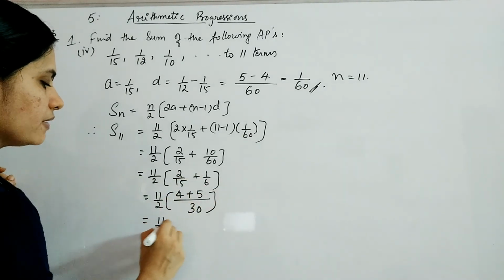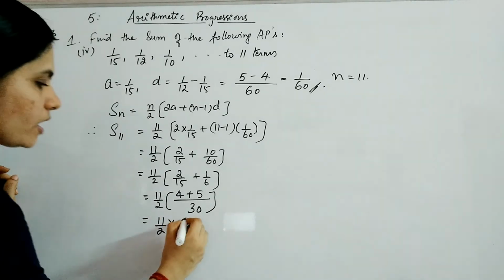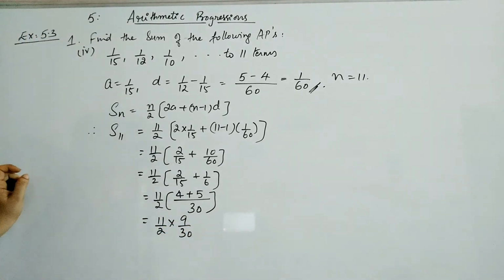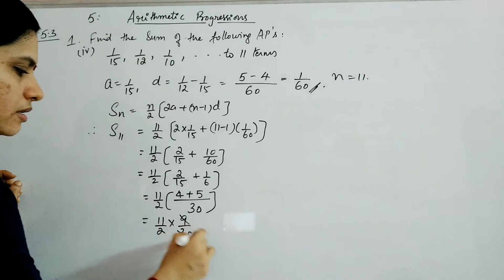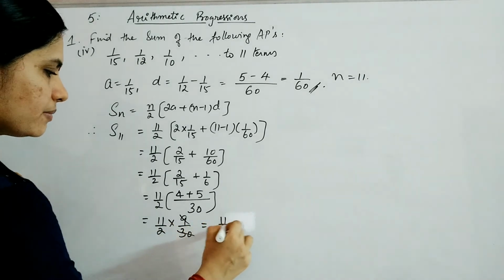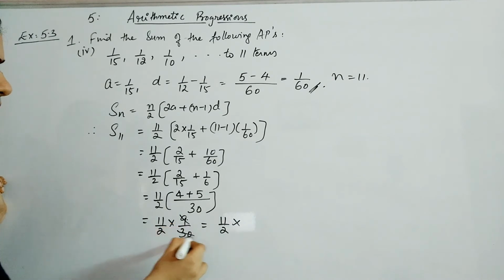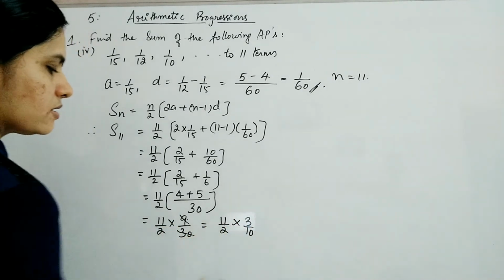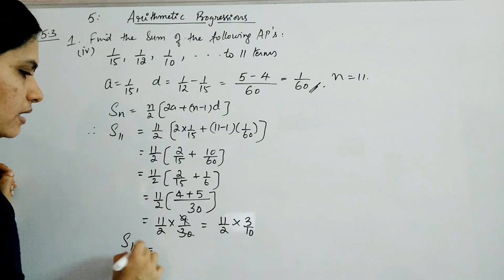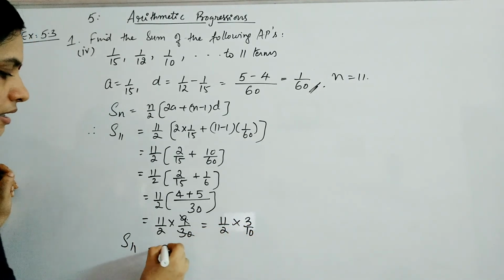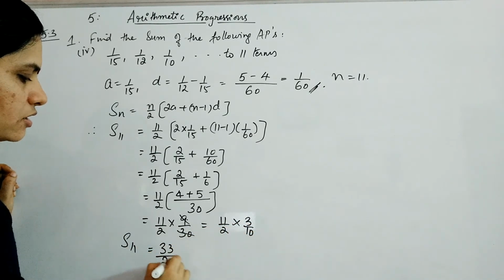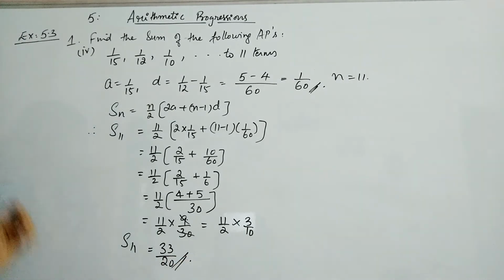So in the numerator you will have 5. That means you are getting 11 by 2 into 9 by 30. 9 by 30 can be again reduced. So you will get 11 by 2 into, how much is this? This will become 3 by 10, right? So you are getting your S11 to be how much? It is 33 by 20, right? S11 is 33 by 20.